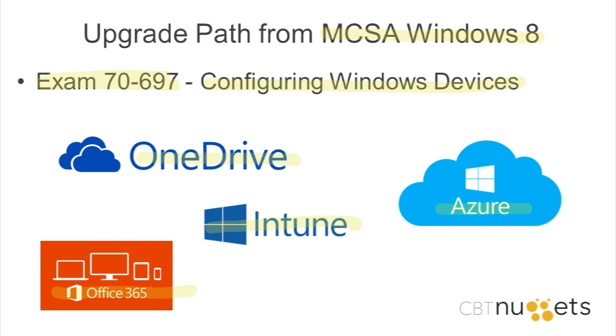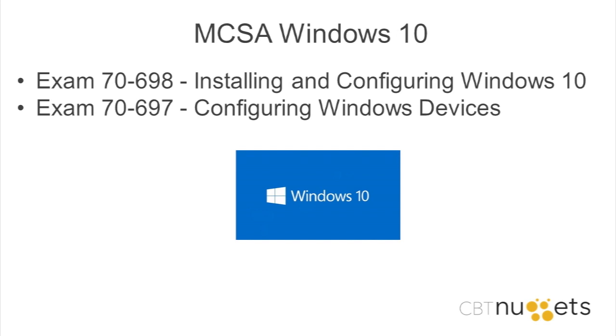So what if you don't have that MCSA for Windows 8? Or what if you have an MCSA for some previous version of Windows? Well, no problem. You're going to take the full track. You're going to take the full path to your MCSA Windows 10. Notice it begins with the course that we are excited to announce today, and that is 70-698. That's actually the official exam number you'll be registering for. And the course that we're announcing today is Installing and Configuring Windows 10.